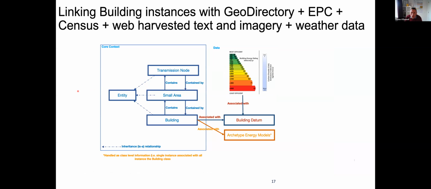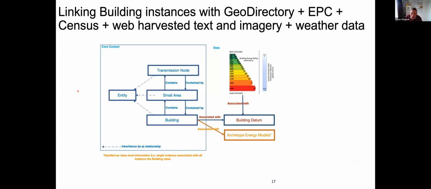Okay, so I'm just showing here the overall vision, as we move on from that particular example. The overarching vision for this work is to be able to really extend it and scale it up and make it available for multiple national building stocks, not just Ireland. So I just want to show an example of the types of data and information that we can deal with.